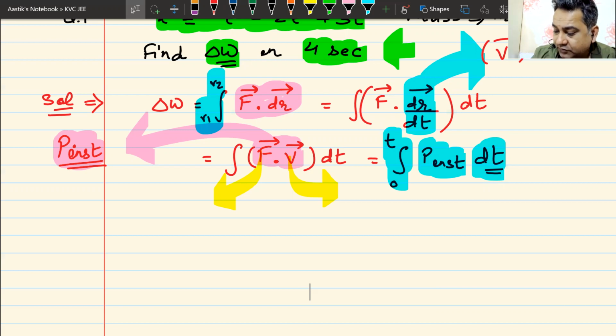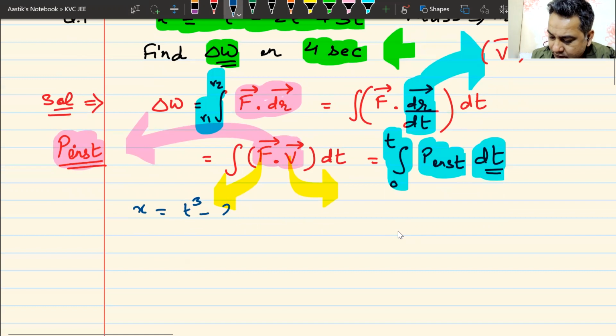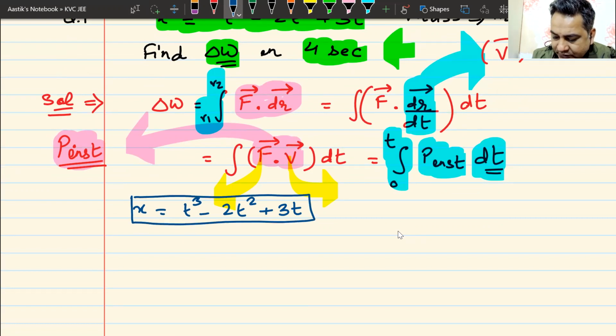Let me also start together with you so that I can also help you. X is given as t cube minus 2t square plus 3t. Can anyone come on the mic and tell me how we are going to do this? Anyone can help me out?